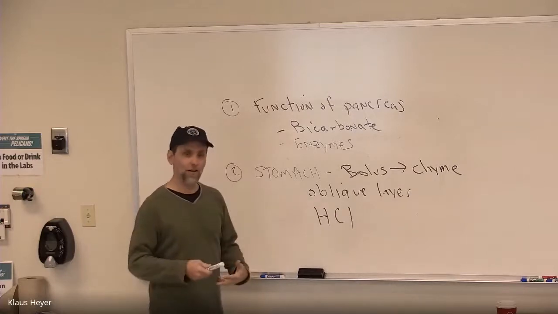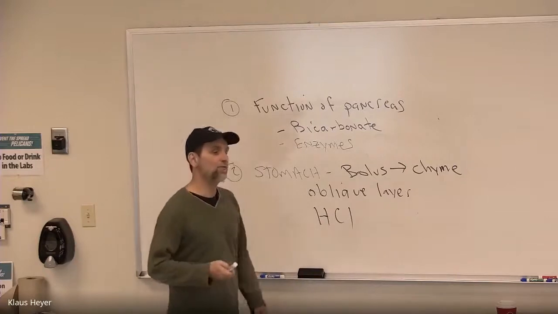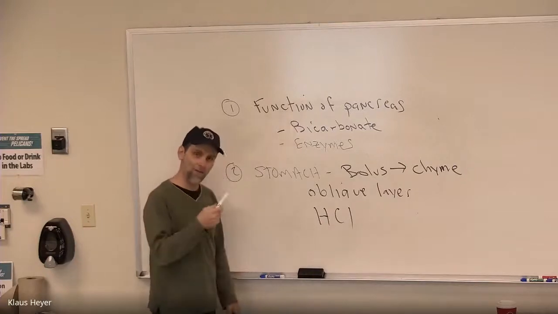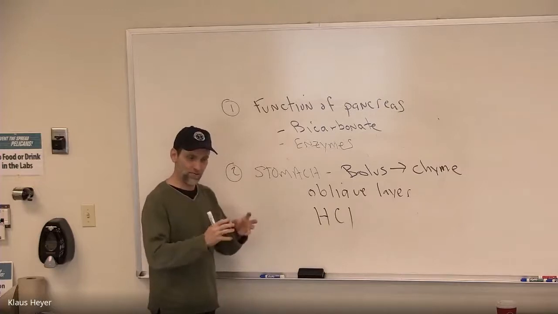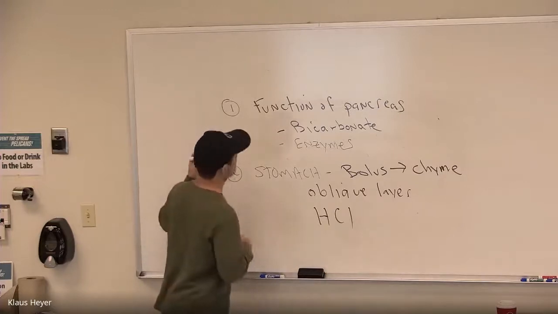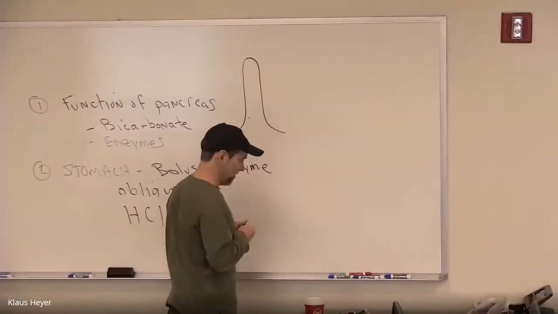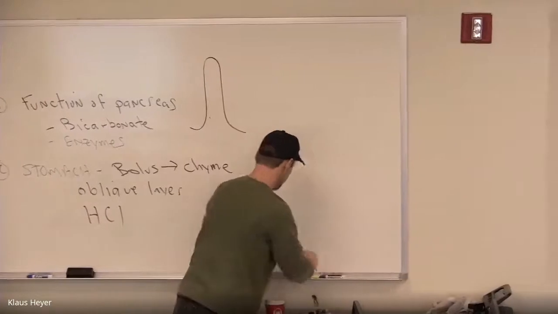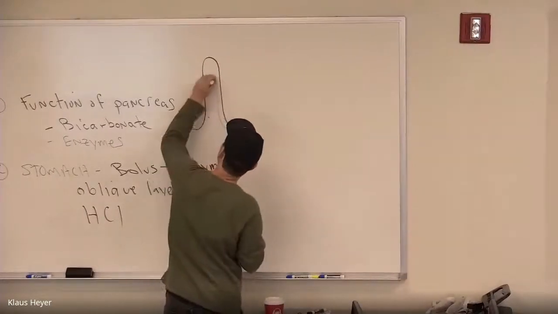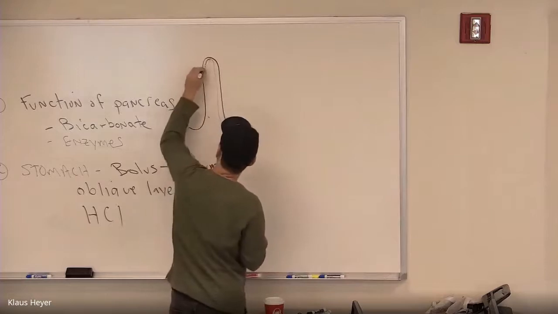Villi, microvilli also increase surface area. And circular folds. They make all that chyme, all that liquid, go in a circular motion. So there's a villus. Inside the villus, that's where all your blood vessels are.